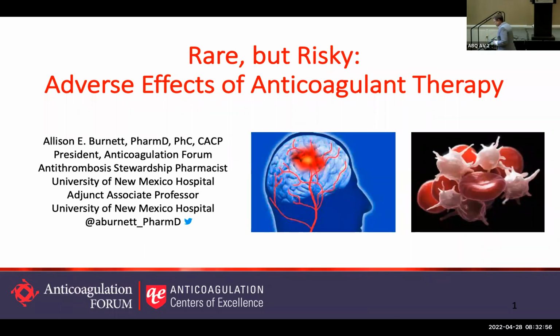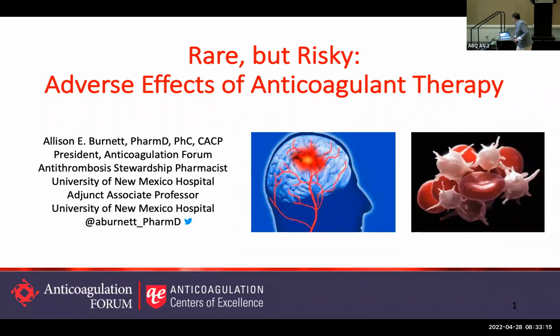So I always like to start by asking how many people in the room are anticoagulation experts? Raise your hand. All right, whew, I'm relieved. Takes the pressure off, except for Laura McDermott. Don't ask any hard questions, Laura, okay?